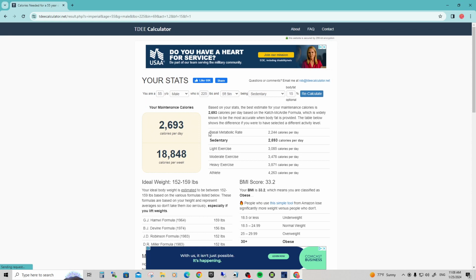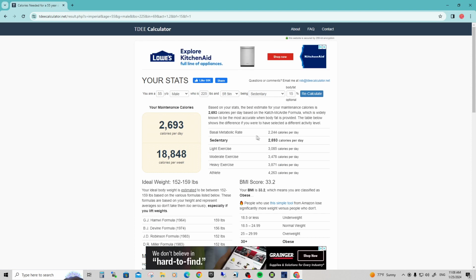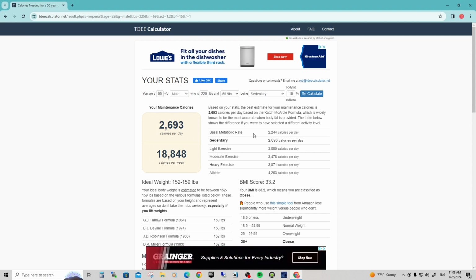But the number that I am most interested in is called my basal metabolic rate. And as you can see, my basal metabolic rate is 2,244 calories per day. Your basal metabolic rate, or your resting metabolic rate, is the number of calories that someone my size requires for all the biological processes to take place. It is the amount of fuel I need in my tank every day to keep the machine running.